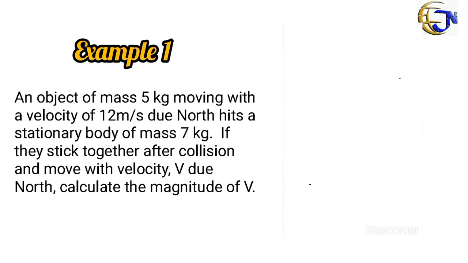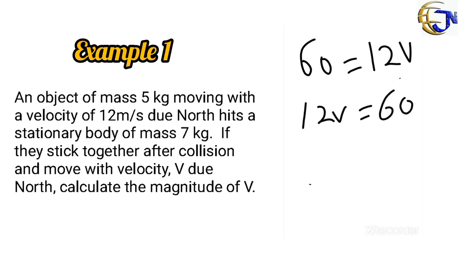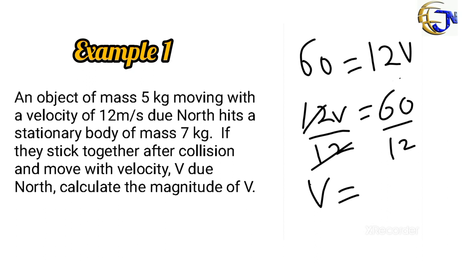So momentum before collision, 60, is equal to momentum after collision, 12V. So 12V is equal to 60. We divide both sides by 12. 12 will cancel 12, so that we'll have V to be 60 over 12. 60 over 12 will give us 5 meters per second.